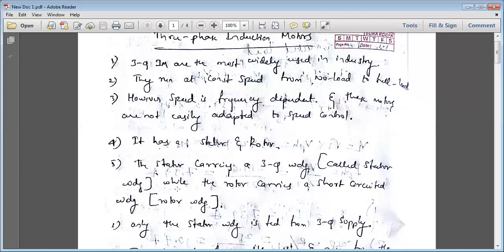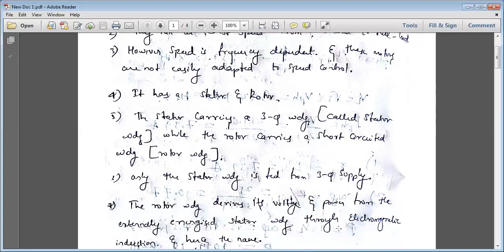Only the stator winding is fed from the three-phase supply. It means that it is a motor which converts electrical to mechanical, so electrical input should be given. Where is the electrical input given? To the stator or rotor? Stator, the stationary part of the machine. For that, we are going to give the three-phase AC supply.